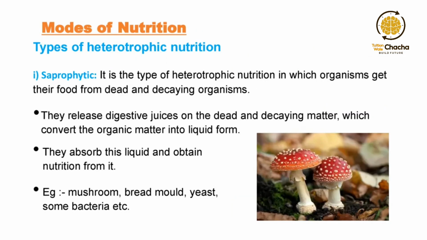Types of heterotrophic nutrition. Saprophytic. It is the type of heterotrophic nutrition in which organisms get their food from dead and decaying organisms. They release digestive juices on the dead and decaying matter, which convert the organic matter into liquid form. They absorb this liquid and obtain nutrition from it. Example: mushroom, bread mold, yeast, some bacteria etc.